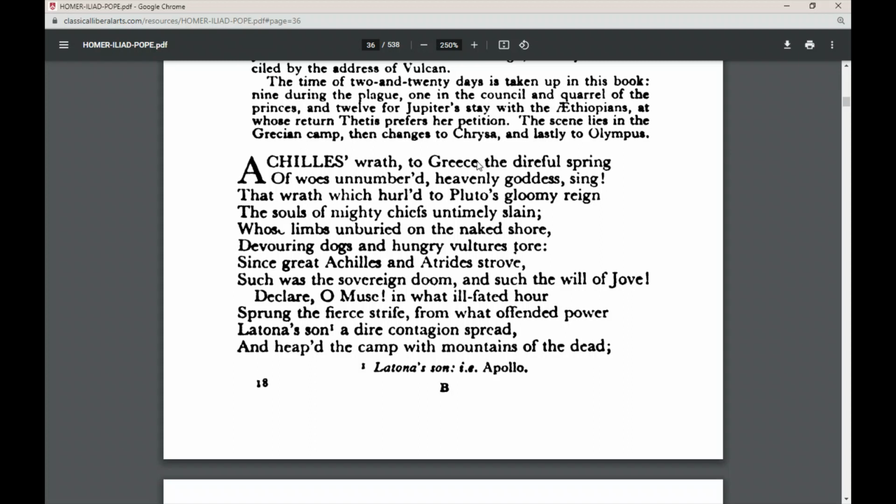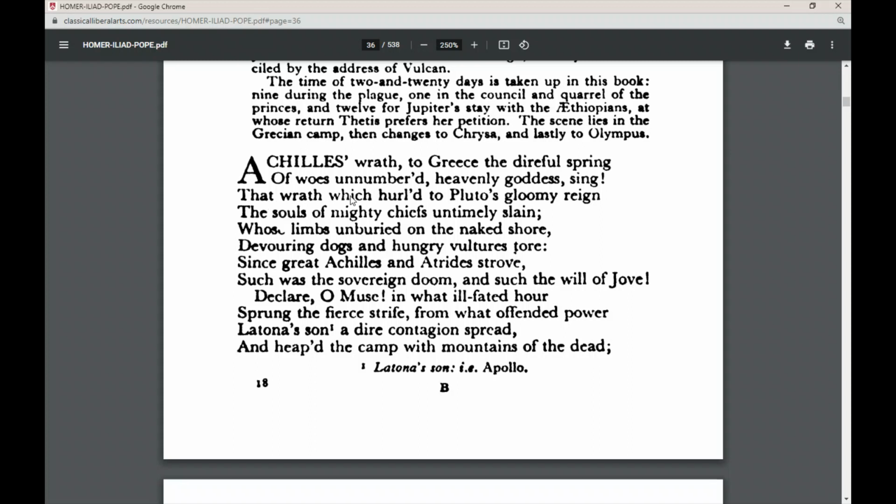Achilles' wrath to Greece the direful spring, of woes unnumbered, heavenly goddess, sing. And so right here in the first line, we have the wrath of Achilles. And it's said to be the source of unnumbered woes to Greece. And of course, it's not Achilles' wrath that was the source of those woes. It was the actions that Achilles took. His wrath is the cause, and the cause is used to describe the effect. This is an example of metonymy right off the bat in the opening line of the Iliad.